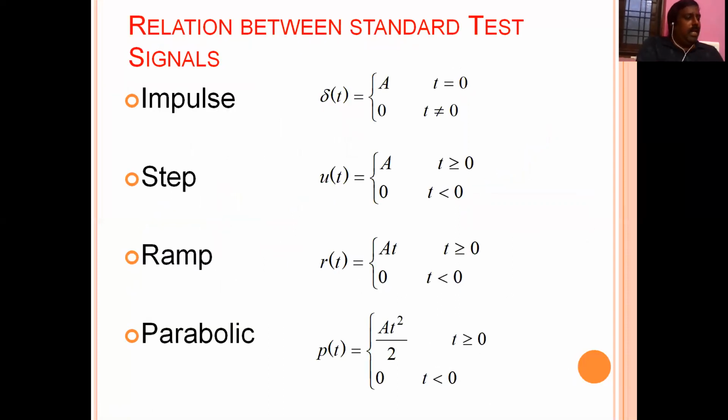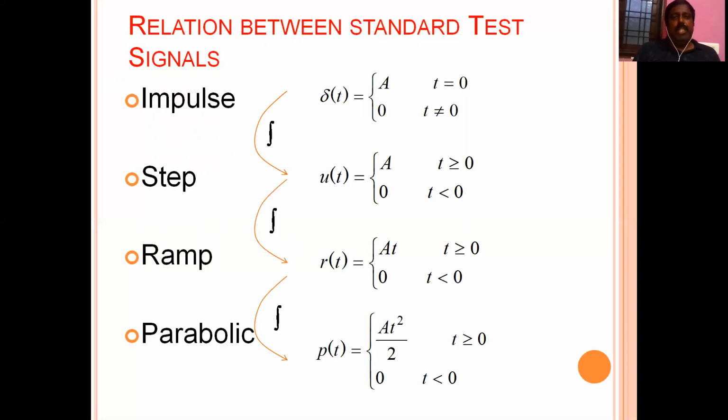So the relation between the standard test signals. How to calculate the relation of, for example, delta of t. You clearly see that delta of t is equal to A when t is equal to 0, and it is equal to 0 when t is not equal to 0. Step signal u of t is equal to A when t is greater than or equal to 0, and the value is equal to 0 when t is less than 0. Similarly, ramp signal r of t is equal to A times t when t is greater than or equal to 0, and this value is equal to 0 when t is less than 0. And the parabolic signal x of t or p of t is equal to A t square by 2 when t is greater than or equal to 0, and the value is equal to 0 when t is less than 0.